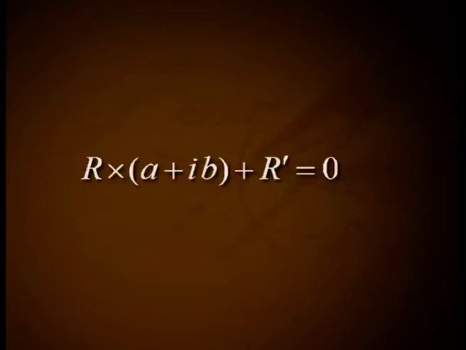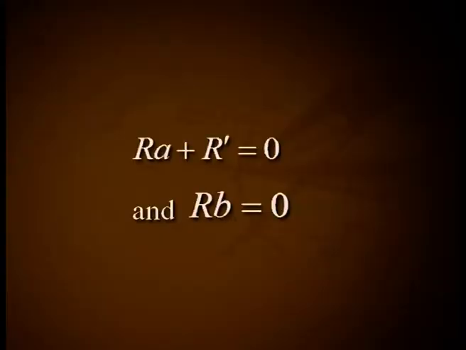Since by hypothesis x = a + ib is a root of f(x) = 0, we have f(a + ib) = 0. Hence, equation 2 becomes r(a + ib) + r' = 0. Equating to 0 the real and imaginary parts, we have ra + r' = 0 and rb = 0. By assumption, a + ib is imaginary and hence b ≠ 0, so that the above implies r = 0 and r' = 0.